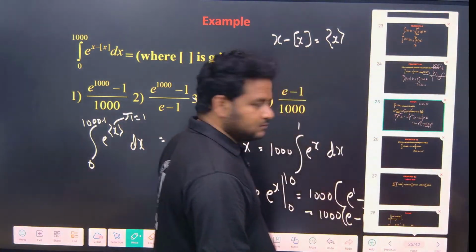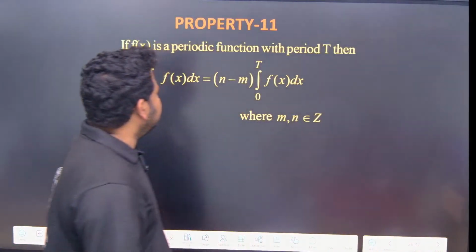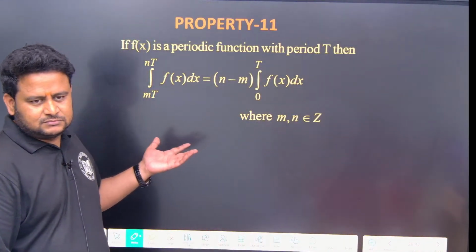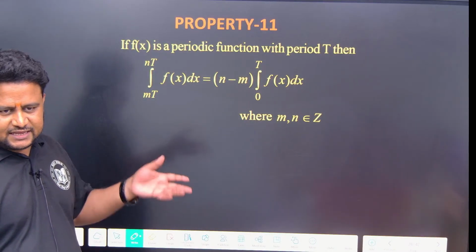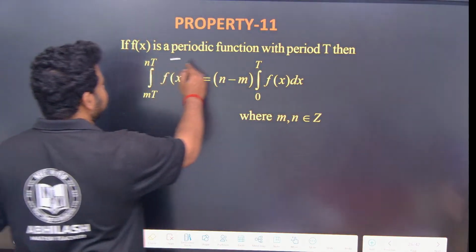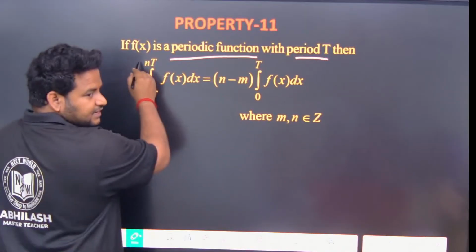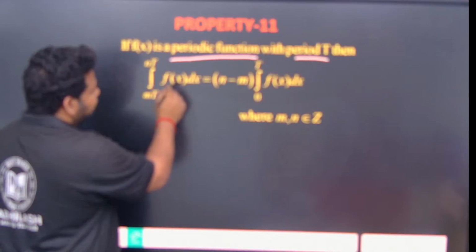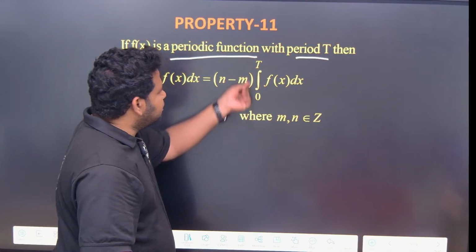Now see here, this one is done. Let us go to the next property. They have given property number 11, it is similar to the 10th one. The 4th and 5th are similar, King's rule. The 6th, okay, 7th, 8th, 9th, the 8th and 9th are similar, 10th and 11th are similar. See, if f is a periodic function with period t, then the integral from mt to nt of f of x dx can be written as n minus m, upper limit minus lower limit, times the integral from 0 to t.